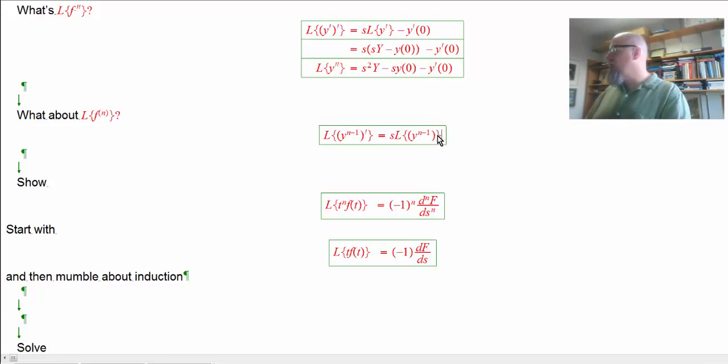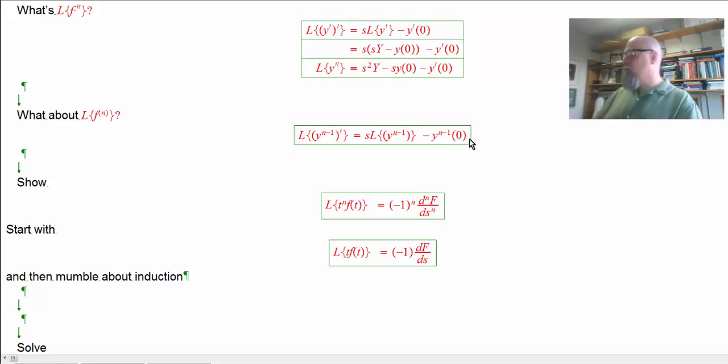So just the n minus 1 derivative minus the n minus 1 derivative at naught. So that's a number. And then all I need is the n minus 1 derivative. We know what we're going to do. It's going to be the same setup as this. It'll be a proof by induction.